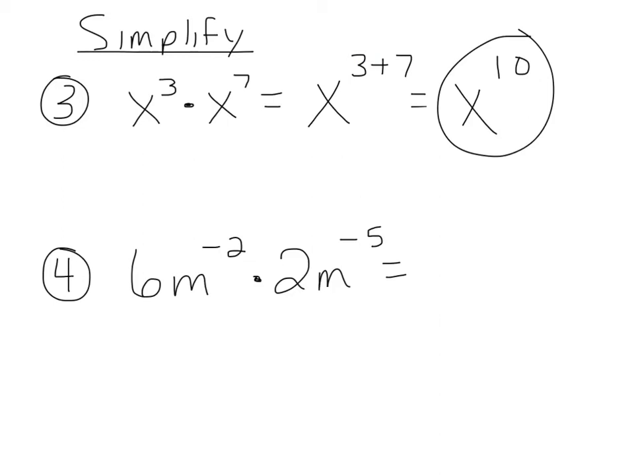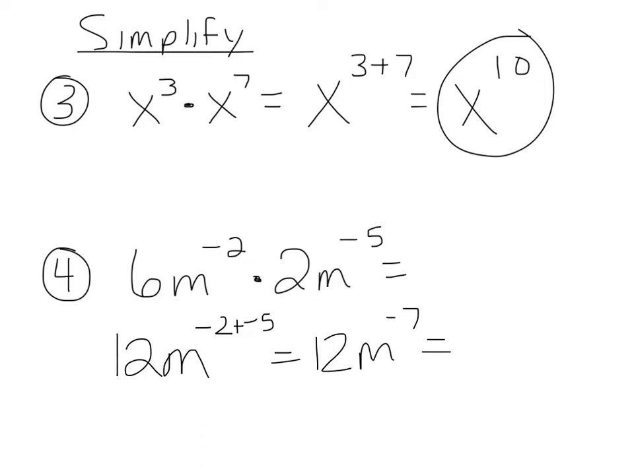Alright, the next problem, we have 6m to the negative 2nd times 2m to the negative 5th. The first thing you want to do is multiply the 6 and 2 together, because they're both constants, so you get 12. Then my base is m, so I'm just going to add the two exponents, negative 2 plus negative 5. So you get 12m to the negative 7th. Same thing as before, we don't leave negative exponents, so put this over 1. The 12 stays on top because the exponent would be a 1, and the m to the 7th moves to the bottom.